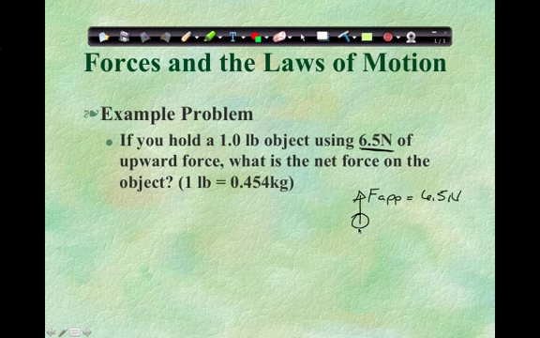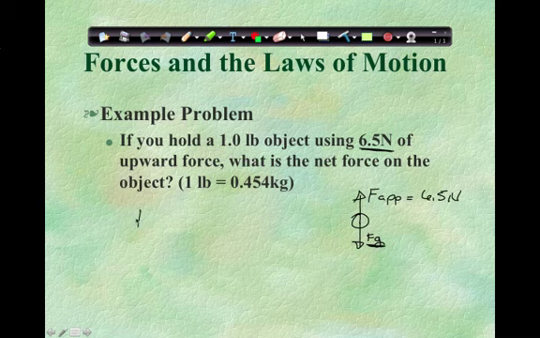Now, we know that this cannot be the only force that this object experiences, because if we have up and down movement, we need to account for the weight. We need to account for the force due to gravity. Okay, so we have two forces here. We have the force of gravity, and then we also have the force applied going up. And we know that this object is going to be moving up, so the force applied has to be greater than the force of gravity. So first of all, let's go ahead and figure out what the force of gravity is.